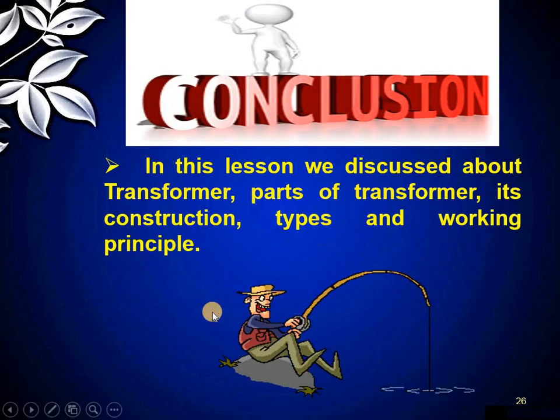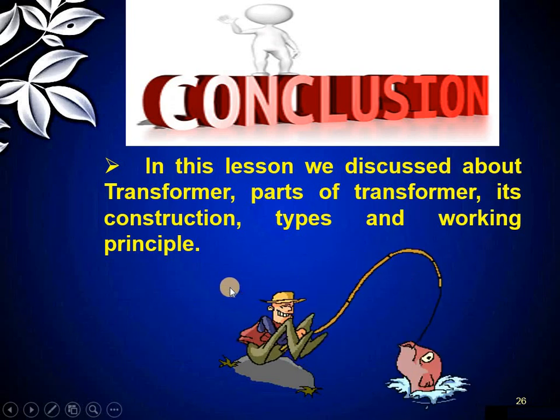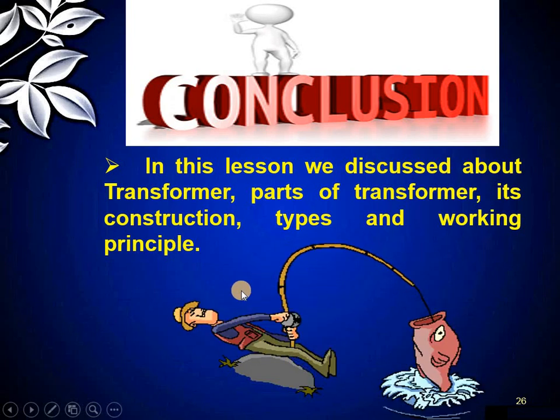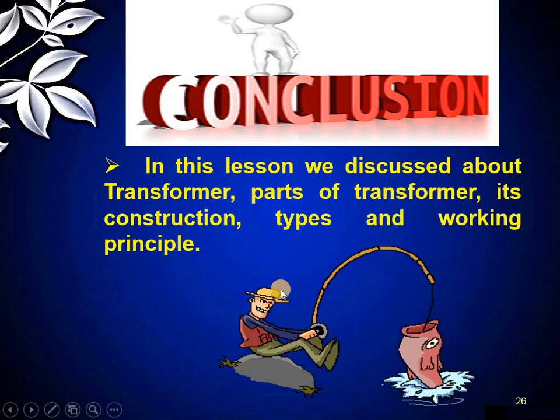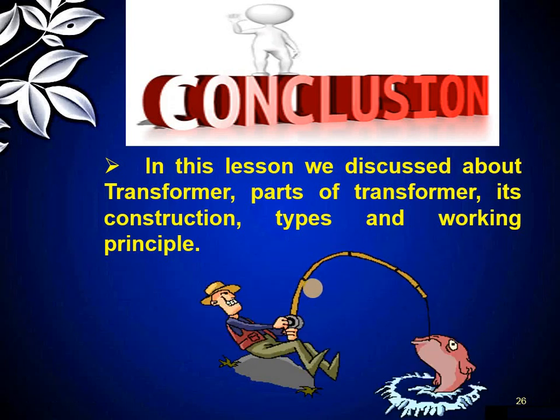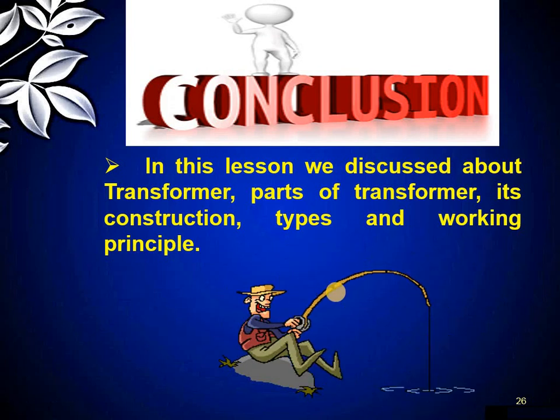Conclusion. In conclusion, we will recap what we studied. First, we studied why we use a transformer, to increase or decrease voltage. Secondly, we studied the major parts of a transformer: core, bobbin and copper. Then the principle of a transformer, which works on the principle of mutual induction. Then the types of transformer, which are step up and step down.